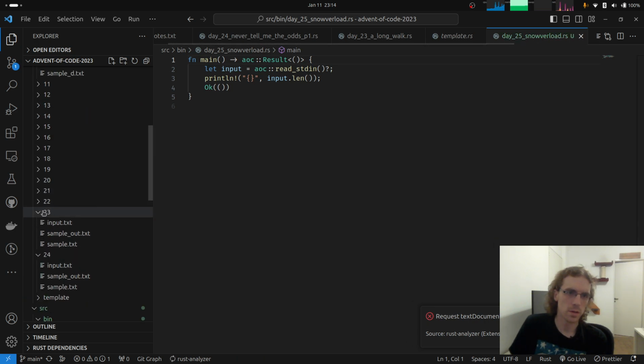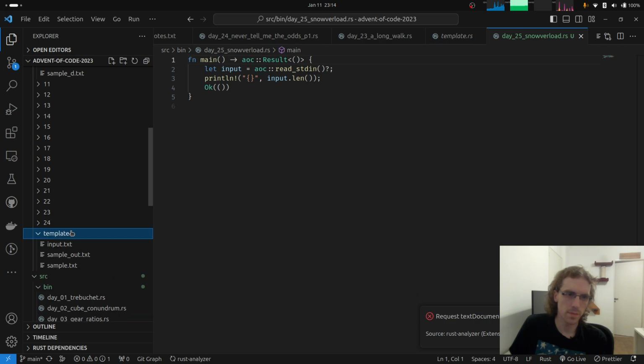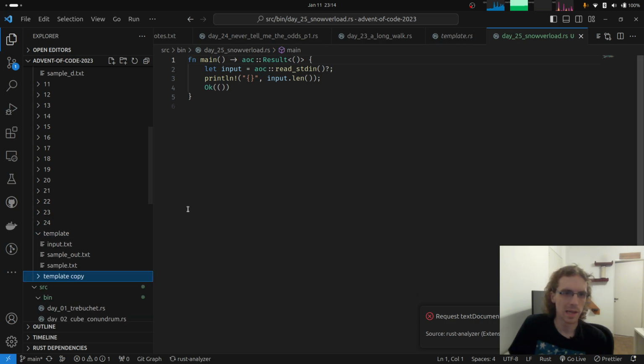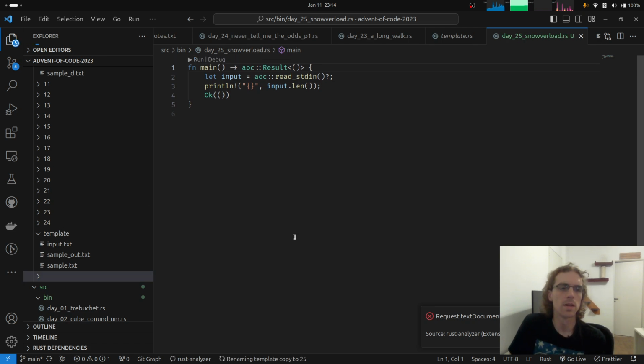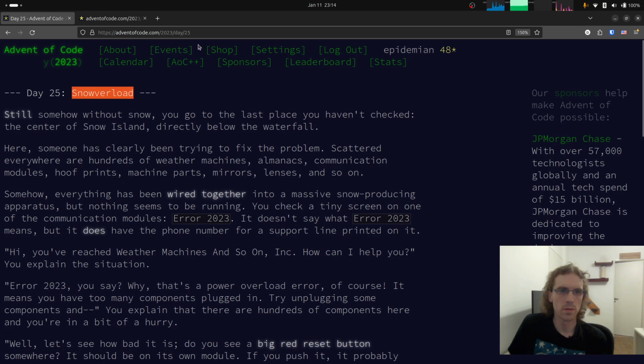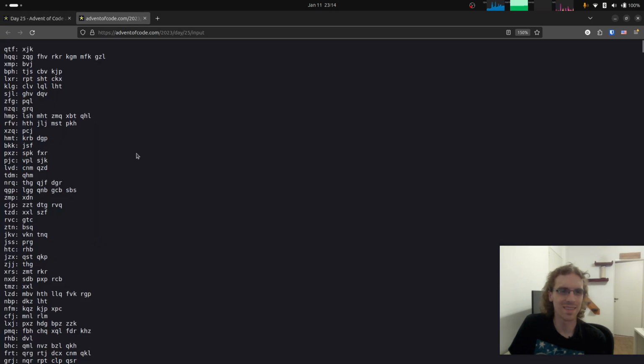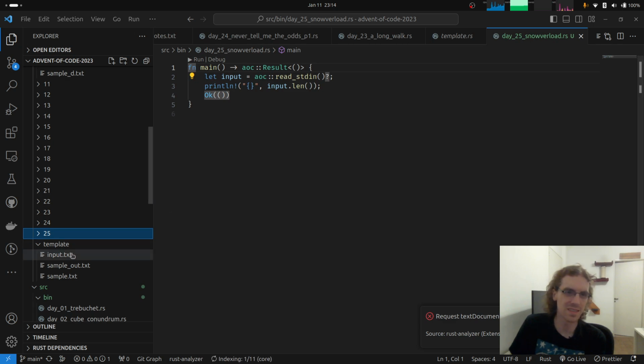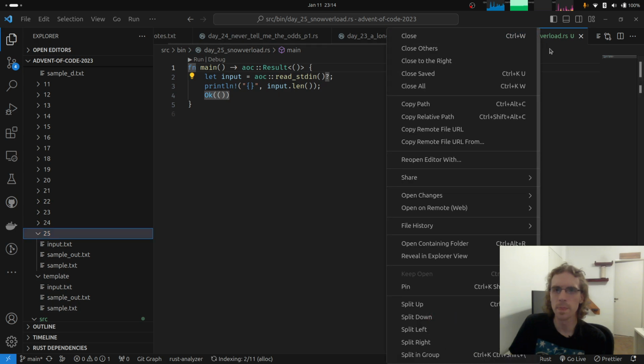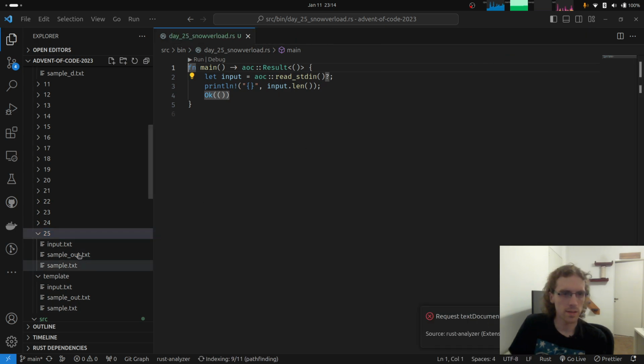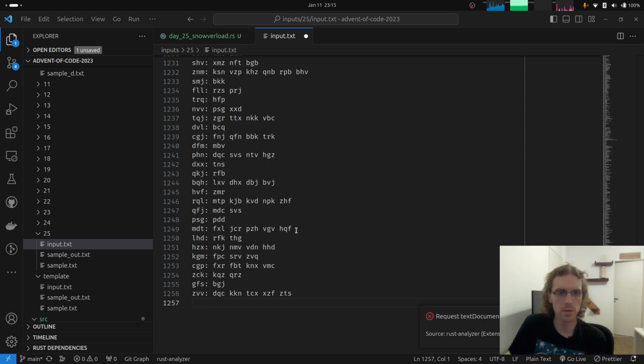Okay, and let's also copy the inputs. I could just rename the template, but I will just leave the template exist for posterity, just to remind myself of how I did this thing. Let's close everything else. This is the actual inputs.